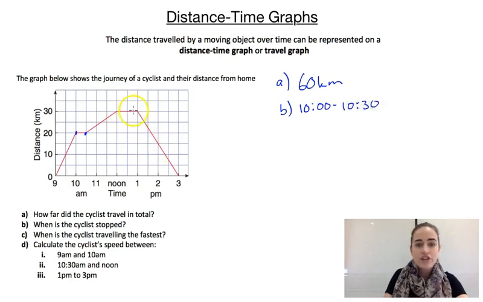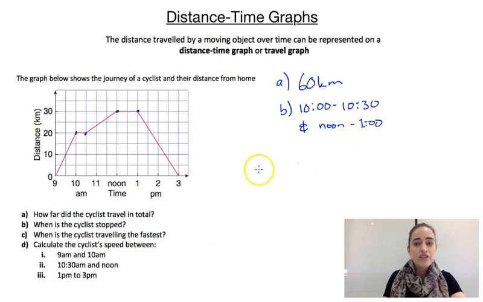But we also have this section along the top here. Anywhere that it's flat means he's stopped. So that's from noon till 1 o'clock. All right, so there's 2 sessions where he's stopped, one for half an hour and one for 1 full hour.